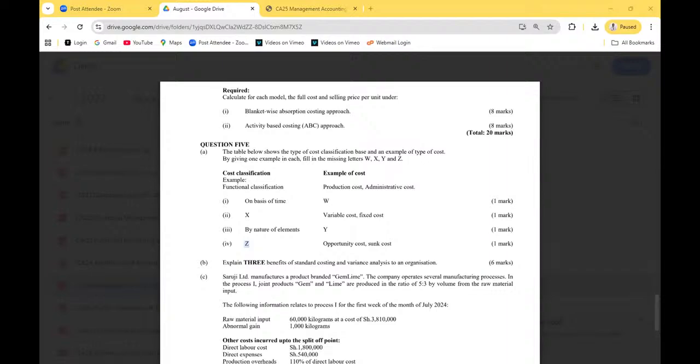Discrete costs and sunk costs. Differentiate the two. Somebody to help us differentiate between discrete cost and sunk costs.